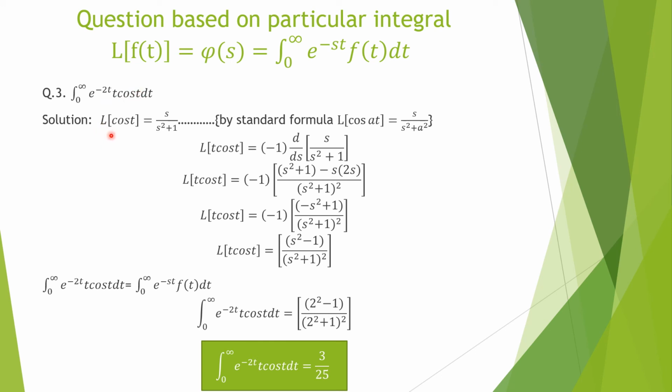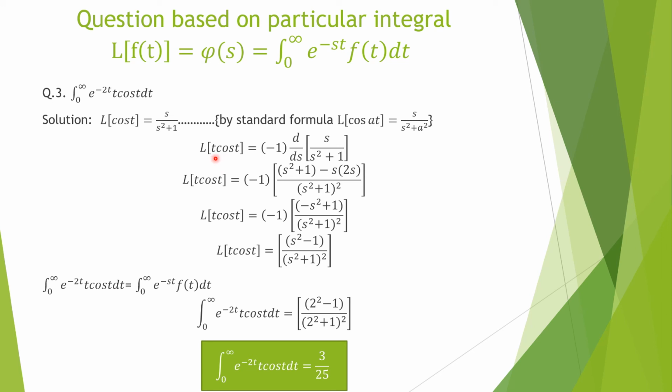First we find the Laplace transformation of cos t. So we know that the Laplace transform of cos at will be s upon s square plus a square. So for cos t, the value of a is 1. So s upon s square plus 1 square. So the Laplace transformation of cos t will be s upon s square plus 1. Now cos t multiplied with t. So the Laplace transformation of cos t multiplied with t.